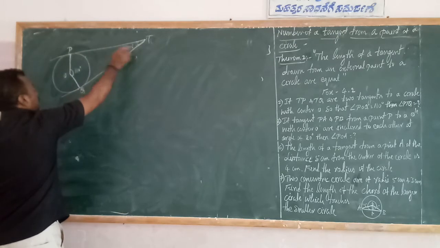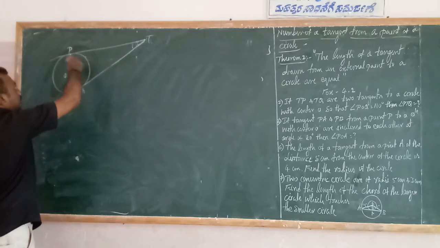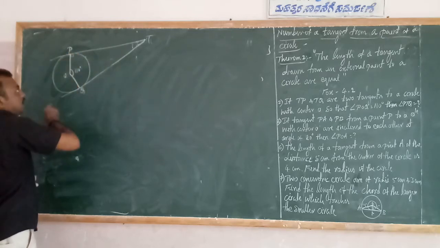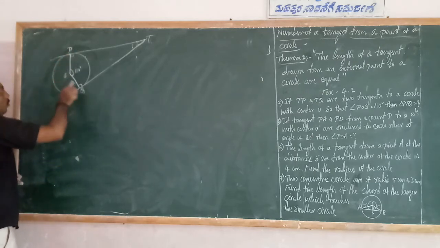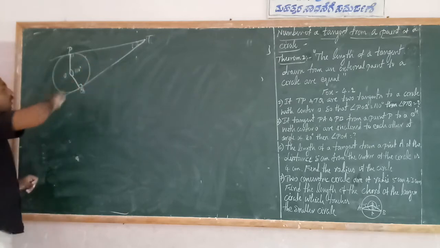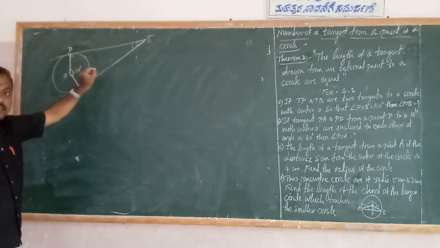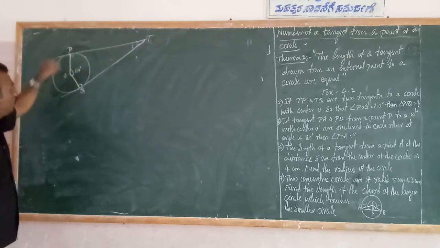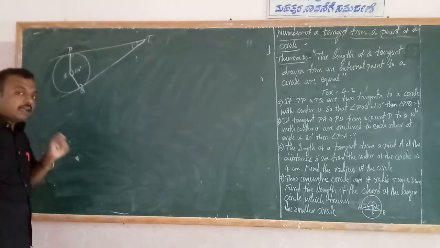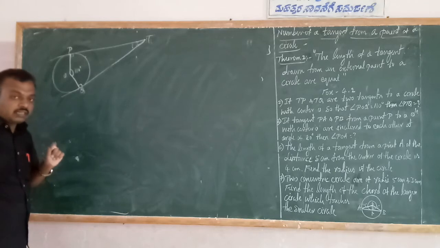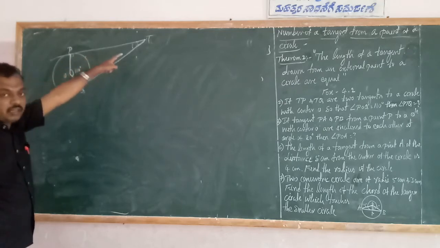See, TP and TQ are the two tangents. OP and OQ are the radii. So TP is perpendicular to OP. Can I write this is 90 degree and this is also 90 degree. Therefore, POQT becomes a quadrilateral. Is it right? 1, 2, 3, 4 sides are there. A four-sided polygon is called a quadrilateral. What is the angle sum property of a quadrilateral? It is equal to 360 degree. If you use this property, then easily we get the angle T value.